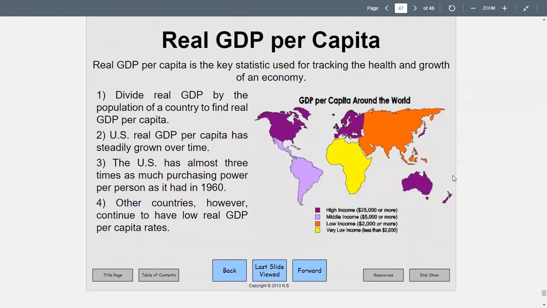Other countries, however, continue to have low real GDP per capita rates. So very low income, you see Africa has less than $2,000 a person. The Asian countries over here are low income, between $2,000 and $5,000 per person. Middle income, $5,000 to $25,000, is this light purple. And then high income, $25,000 or more per person, is the dark purple. Usually this is what we mean when we talk about first world countries, second world countries, third world countries.